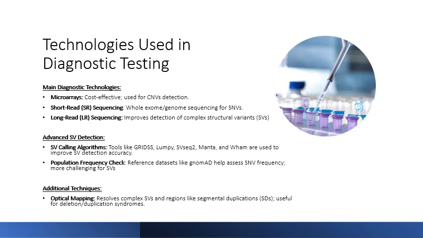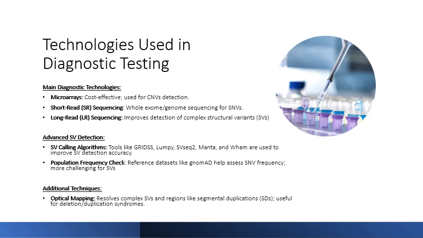So finally, let's discuss diagnostic technologies such as microarrays, short-read sequencing, and long-read sequencing, which provide a comprehensive toolkit for detecting structural and copy number variants. So microarrays are really the first tier testing. This is what a lot of GPs ask for to start with because it's cost effective, it's fast, and it's commonly used for detecting copy number variants or SNVs.